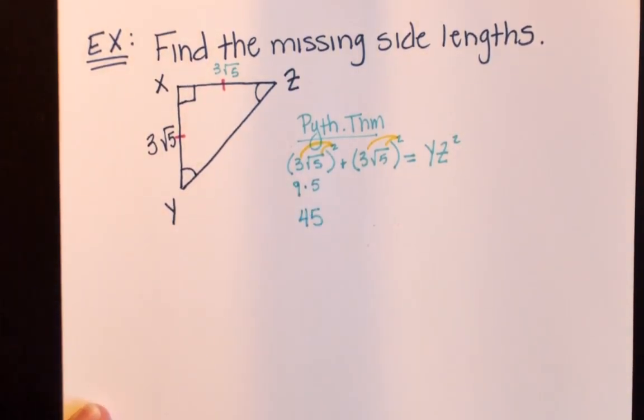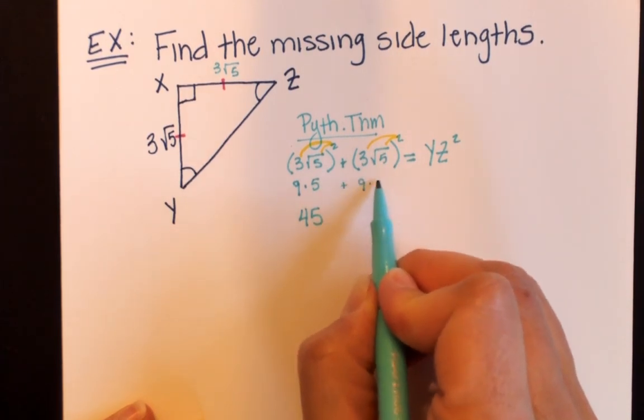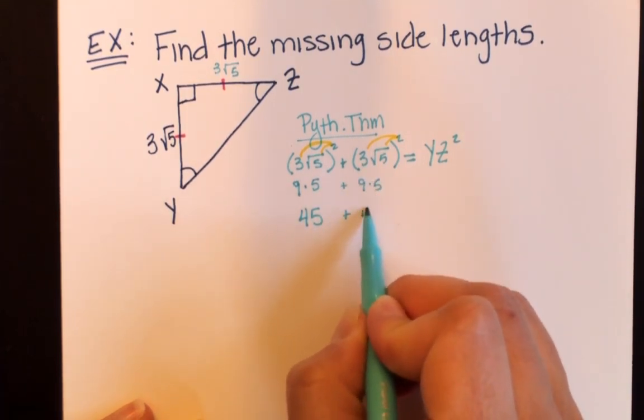If you do not put it in parentheses in the calculator, it will not work out the same way. You'll end up, I think, with 15 in most cases. Same thing here. 9 times 5 was 45.